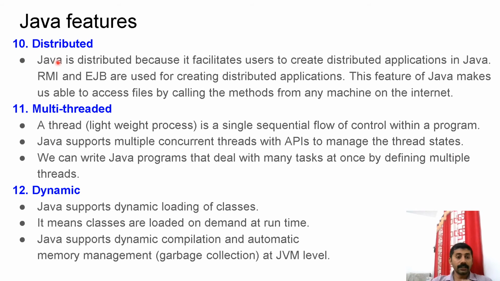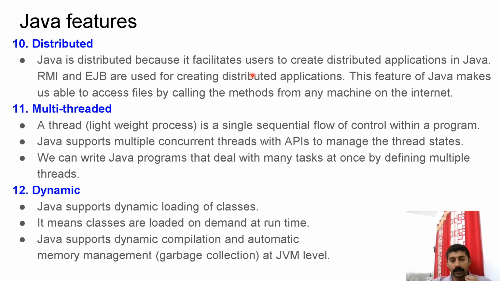Another feature is distributed. Java is distributed because it facilitates you to create distributed applications. Remote Method Invocation or Enterprise Java Beans are used for creating distributed applications. These features of Java make us able to access files by calling methods from machine to machine on the internet. See, the concept is something like that.